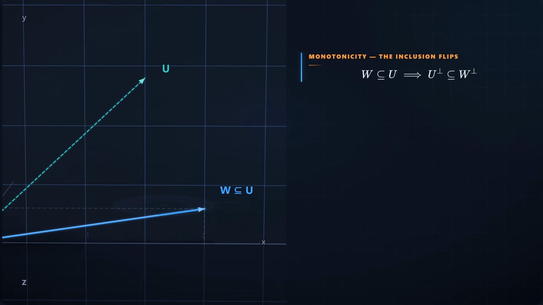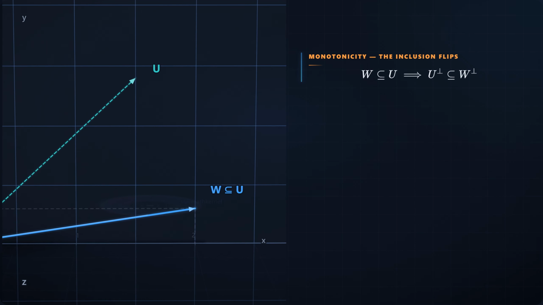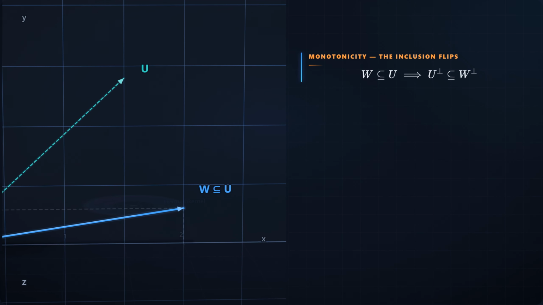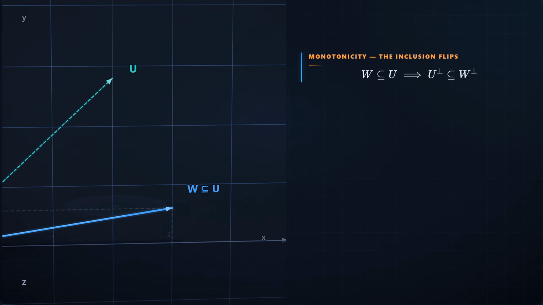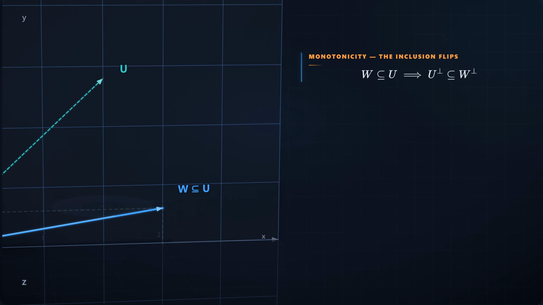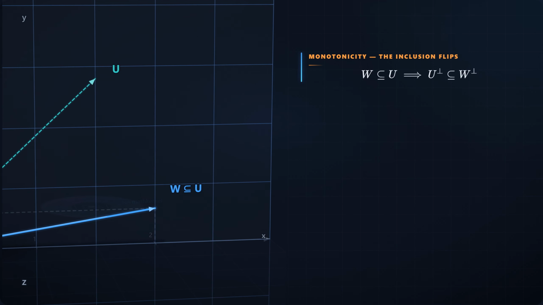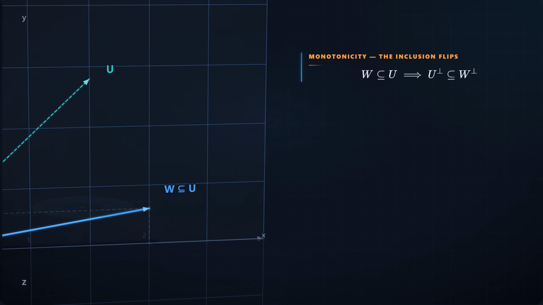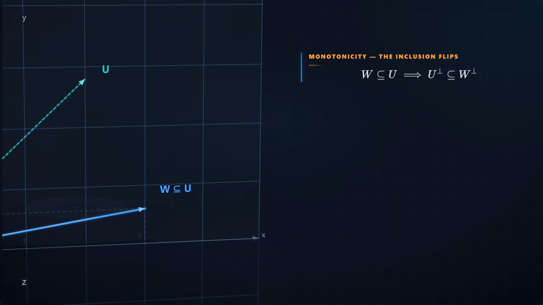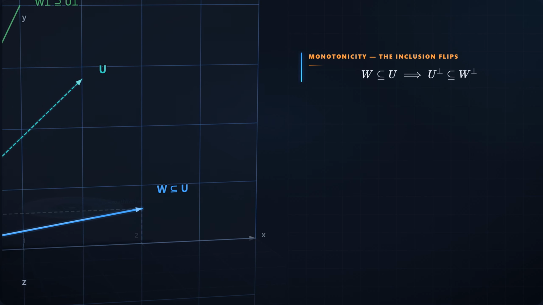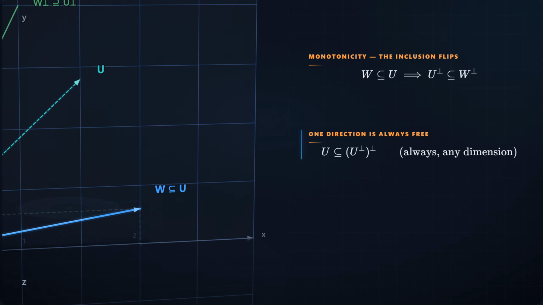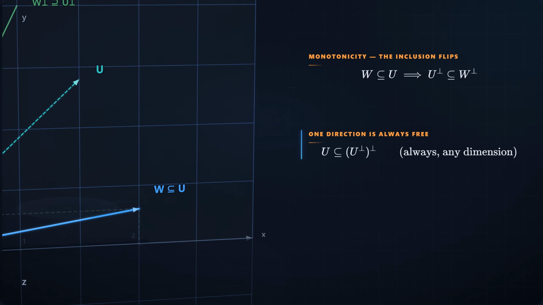The opposite, and here's the intuition. To be in U perp, you must be perpendicular to all of U, a heavy demand. To be in W perp, you only need to clear the smaller set W. Fewer things to be perpendicular to means an easier club to join, so W perp is the bigger one. Anything that cleared the harder bar already clears the easier one. So more constraints, smaller complement.